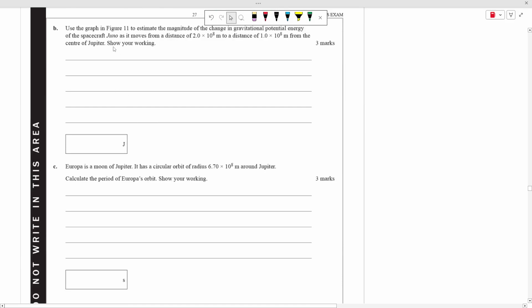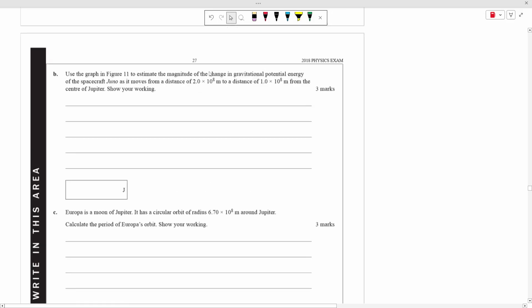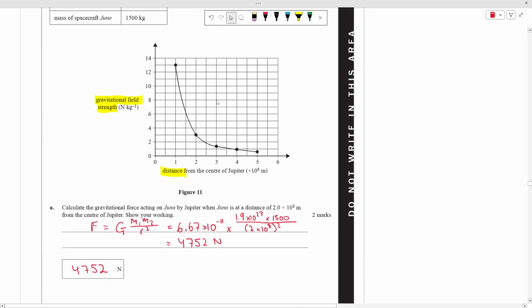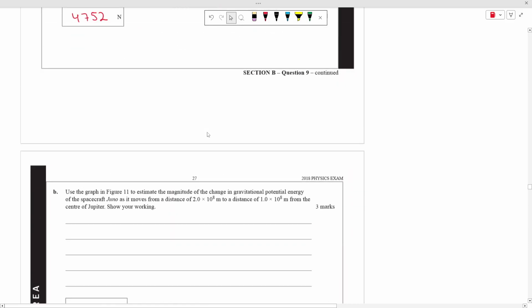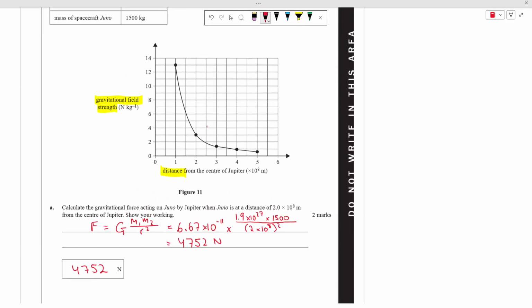Part B, use the graph in figure 11 to estimate the magnitude of the change in gravitational potential energy of the spacecraft Juno as it moves from a distance of this to a distance of this from the center of Jupiter. Show your working. Okay, so it does say use the graph, so we have to use the graph. It's saying if Juno is at this position and it moves to this position, what is the change in gravitational potential energy as it does so?